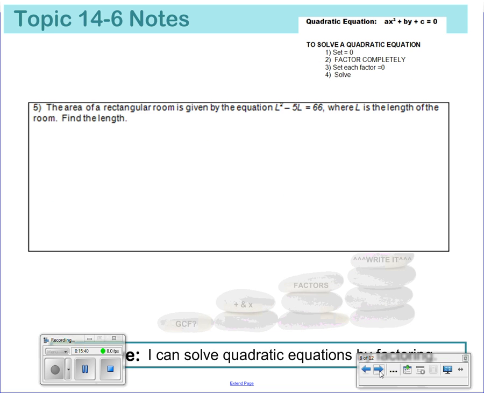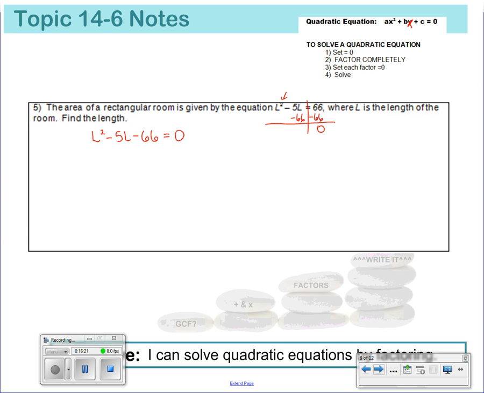Our last one. We have the area of a rectangular room. It's given by the equation L squared minus 5L equals 66, where L is the length of the room. Now we want to find what is the length of the room. Again, it is a quadratic because I see a squared term there. So I need to get it set equal to 0. That means we want the right-hand side to be equal to 0, so we're going to subtract 66 from both sides. And subtracting 66 from both sides, our new equation is L squared minus 5L minus 66, and now that is equal to 0.